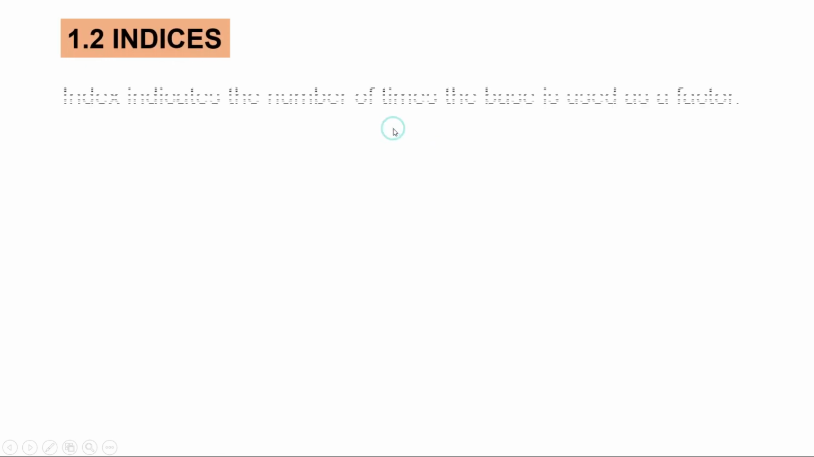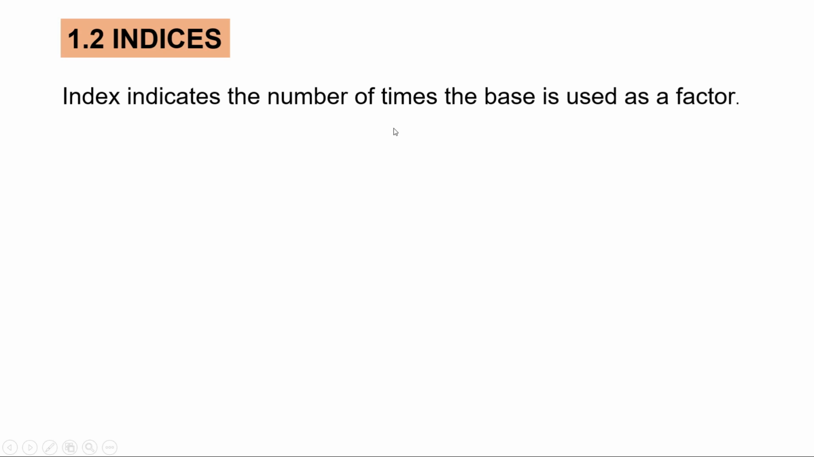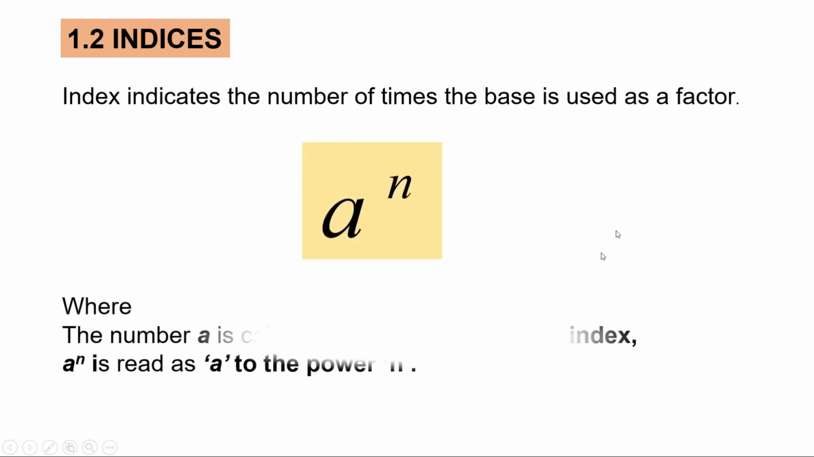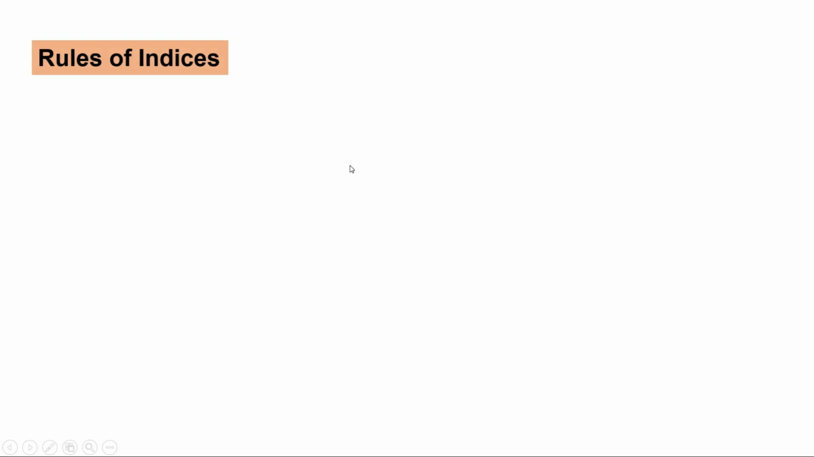1.2 Indices. Index indicates the number of times the base is used as a factor. A is called the base. N is called the index. A^n is read as A to the power of n. Rules of indices.